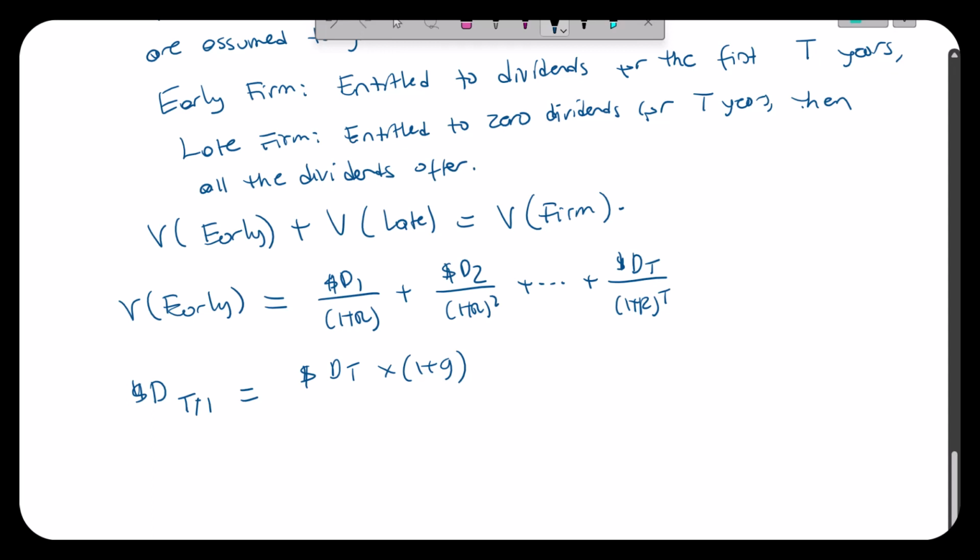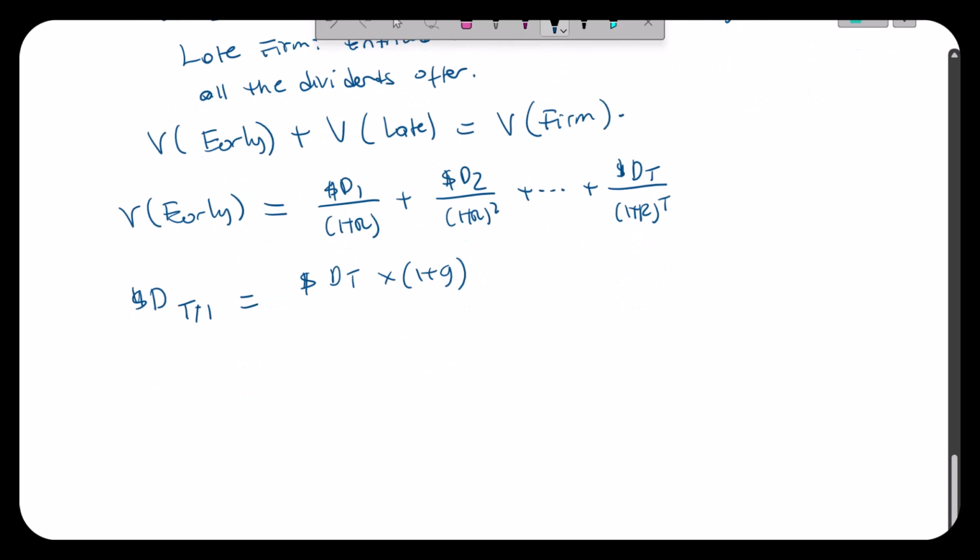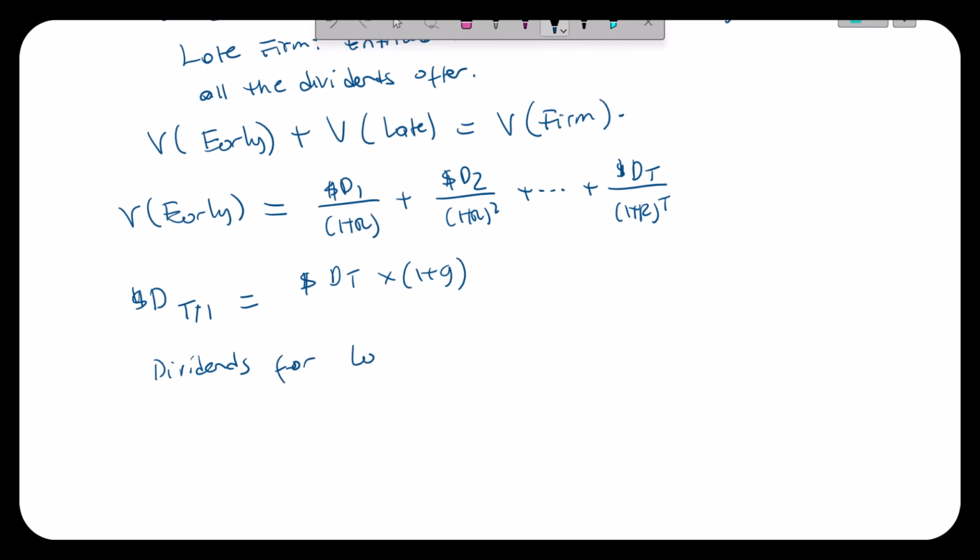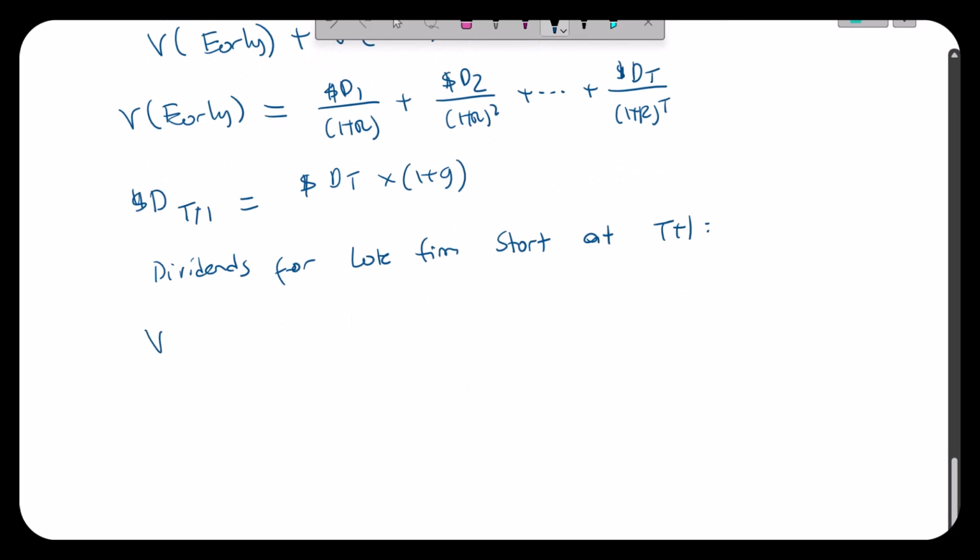But dividends for the late firm start at t plus 1. So if I wanted to calculate value of the late firm as of t, transport yourself to the future. Let's say t is 5 years from now.